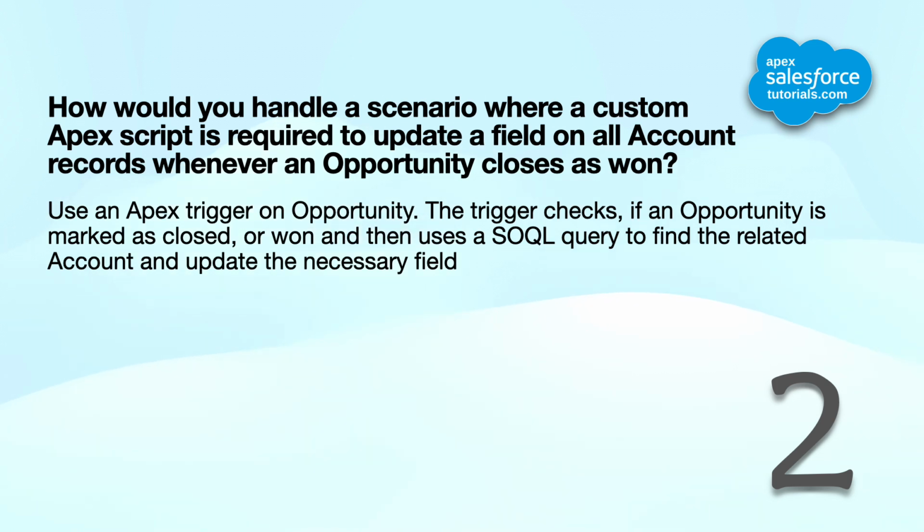Let's say you've got a scenario where an opportunity closing as won triggers a field update across all related account records. Here's the deal. You'd summon an Apex trigger on the opportunity object. When the opportunity triumphantly closes as won, the trigger swoops in, executes a SOQL query to find those related accounts, and updates the necessary fields. It's like orchestrating a symphony of data.